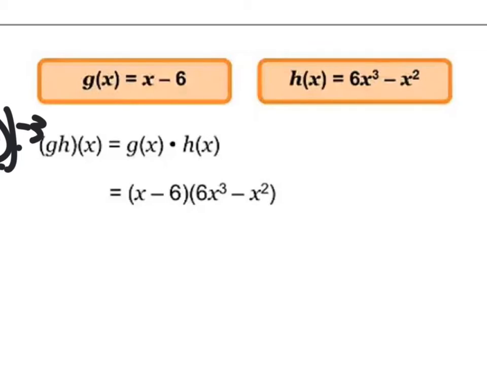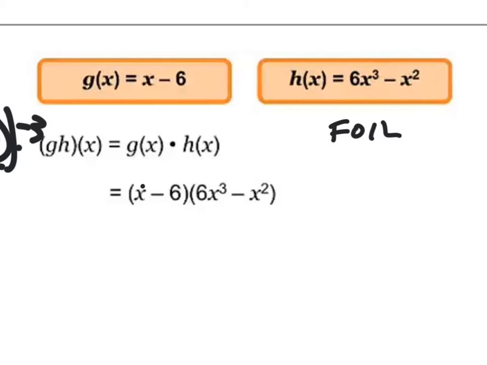this is an example of something that you could multiply out and use the term FOIL. So let's go ahead and do that real quick. Let's simplify this function g times h. So g of x times h of x, this is the function g, x minus 6, and this is the function h, 6x cubed minus x squared. So let's go ahead and multiply this out.